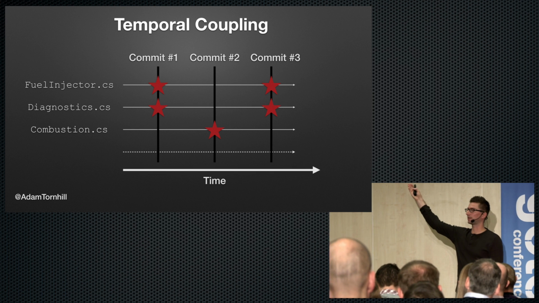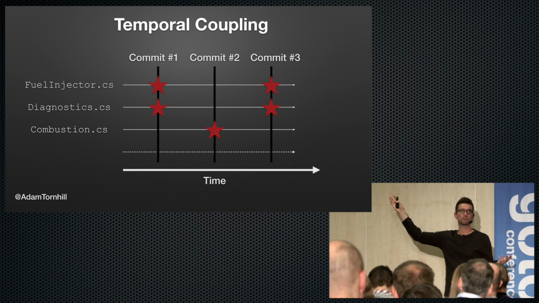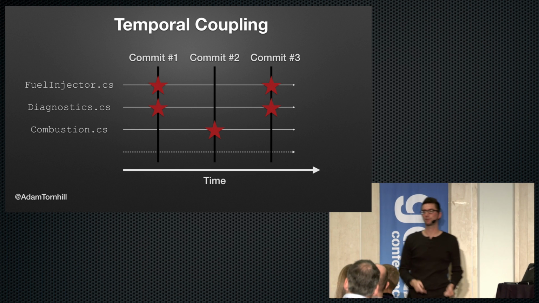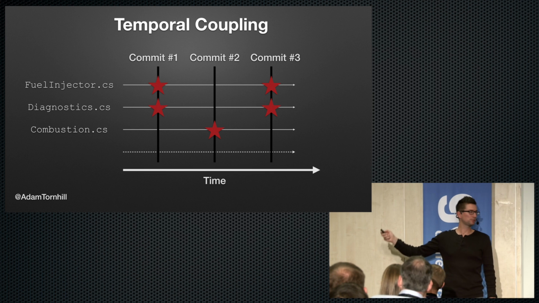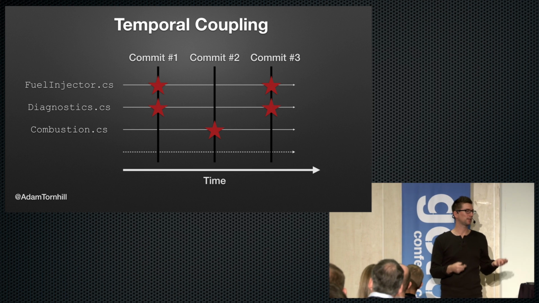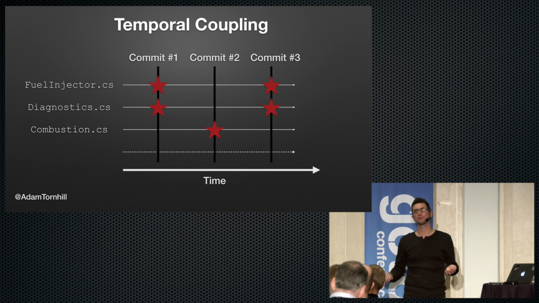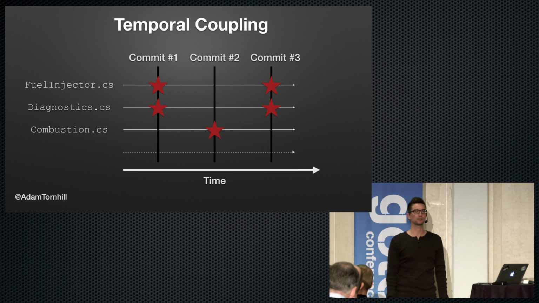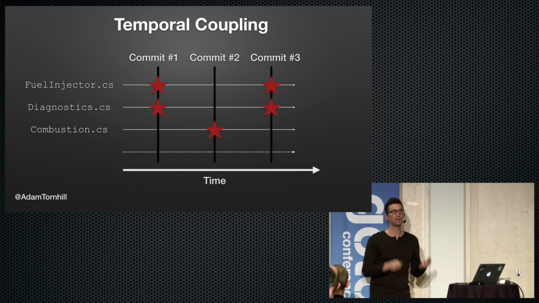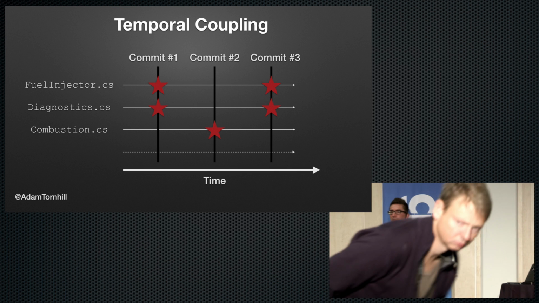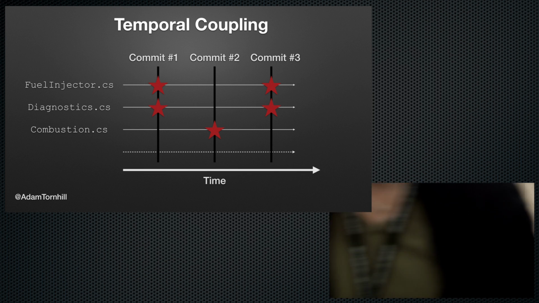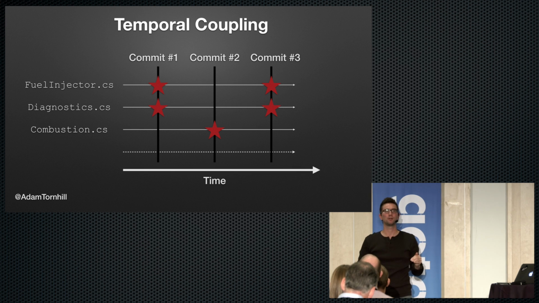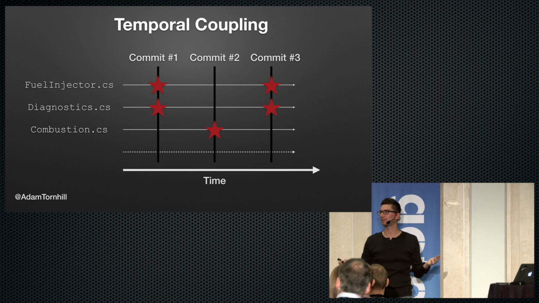So we have a simple system here. It consists of just 3 different modules. And what we're interested in now is the evolution over time. So the first time we make a change to the system, we change the fuel injector and the diagnostics module together. In the second commit, we change something else. In the third commit, we're back to changing the fuel injector and the diagnostics module again. Now, if this is a trend that continues, there has to be some kind of relationship between the fuel injector and the diagnostics module, right? Because they are changing together in time. What kind of relationship could that possibly be?